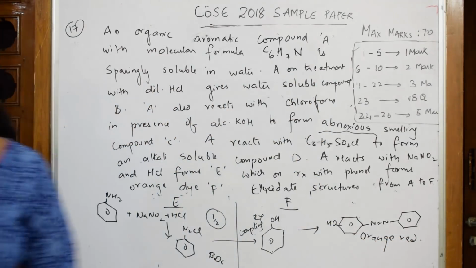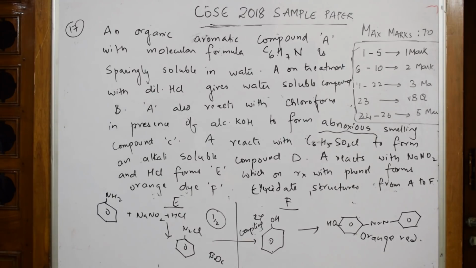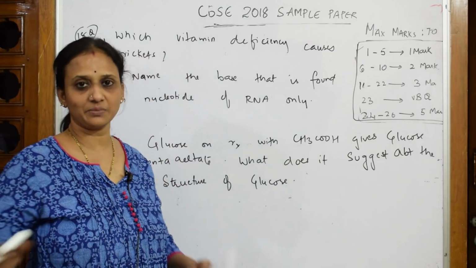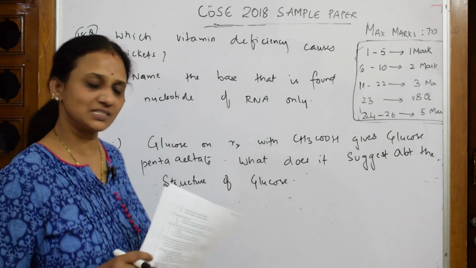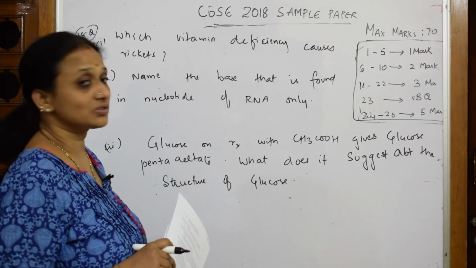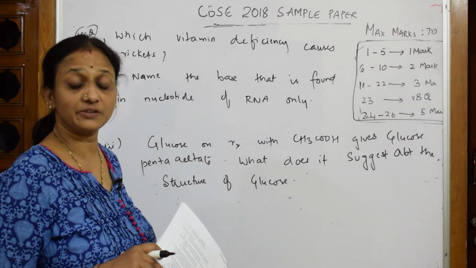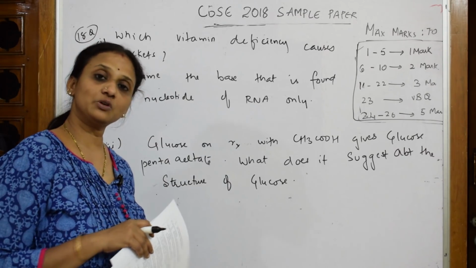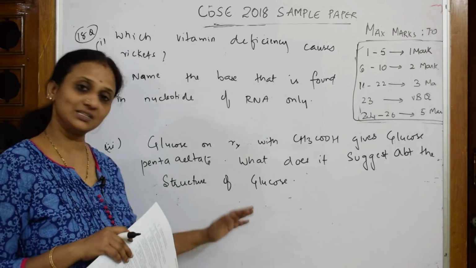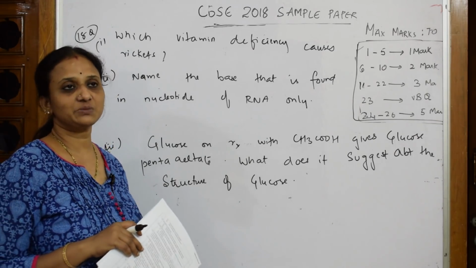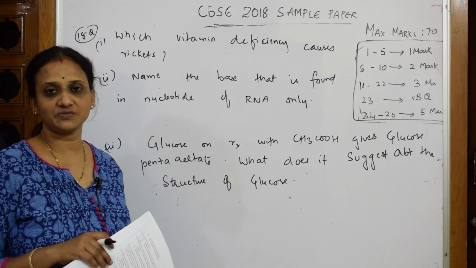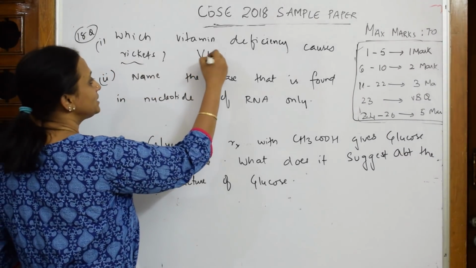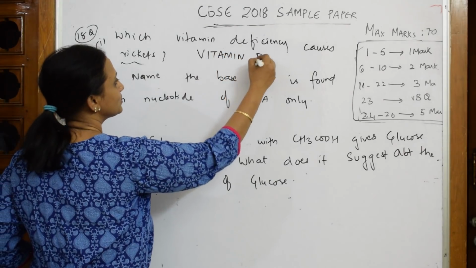Right, let's come back and see question number 18. Here we have almost come after amines, and we are going to the biomolecules chapter. It's easy. Which vitamin deficiency causes rickets? There is one tabular column for deficiency symptoms of vitamins, and you have one in your textbook too. You need to learn the deficiency symptoms: vitamin A causes which deficiency, vitamin K causes which deficiency, like that. So the vitamin which causes rickets is vitamin D. A simple answer.